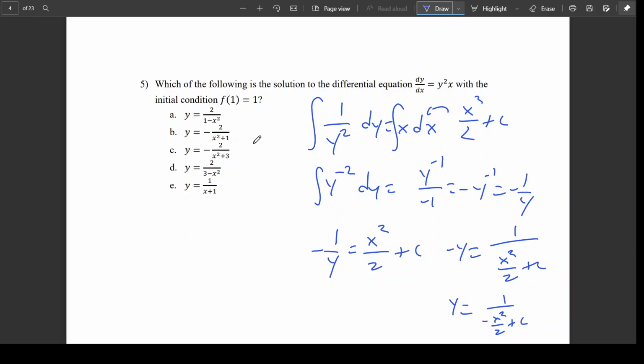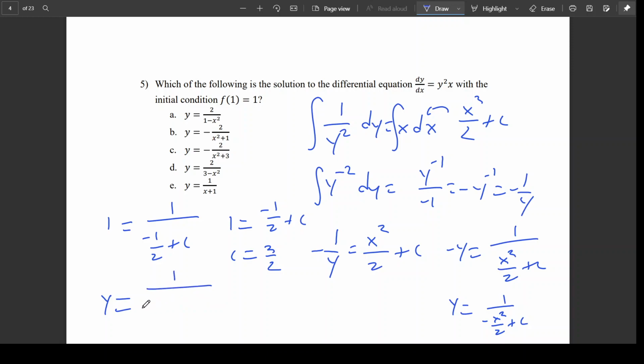So now to find the value of c, we can use this initial condition f of 1 equals 1. So I'll put a 1 in for y and for x. I'll get 1 equals 1 over negative 1 squared over 2 plus c. This is going to be negative 1/2, since 1 squared is equal to 1. Then I can take the reciprocal of both sides again, and I'll get 1 equals negative 1/2 plus c. So c is equal to 3/2. Now I'll plug this back in, and I'll get y equals 1 over negative x squared over 2 plus 3/2.